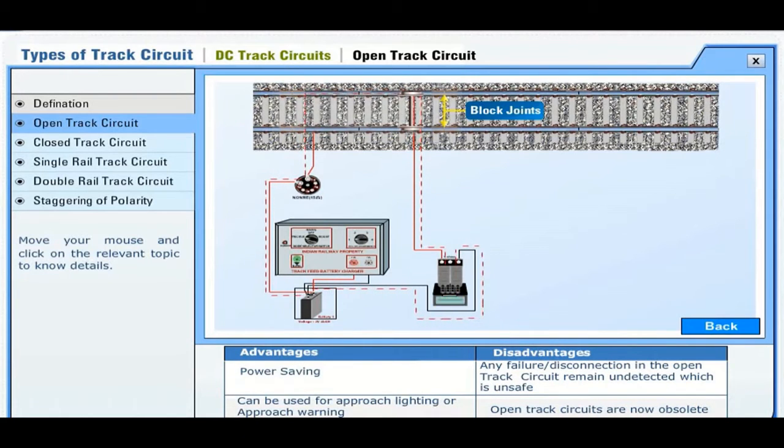Advantages and disadvantages of open track circuit. Open track circuit saves power and also it can be used for approach lighting or approach warning. On the other side, any failure or disconnection in the open track circuit remains undetected, which is unsafe. Open track circuits are now obsolete.